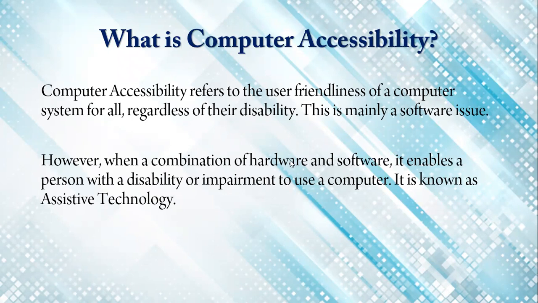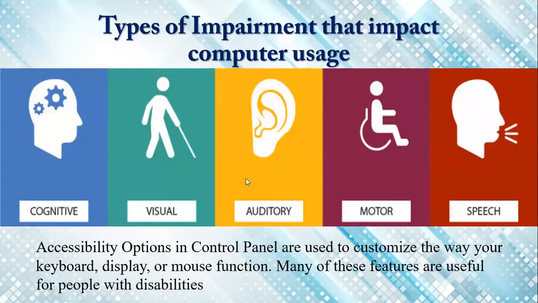Now, what are these features? Types of impairment that impact computer usage. If a person is not mentally very strong, it is the cognitive domain, or he has visual impairment, or auditory, he is not able to listen properly, or maybe the fingers and the hands are not moving properly, or he is having any problem in speech. So all these problems may occur.